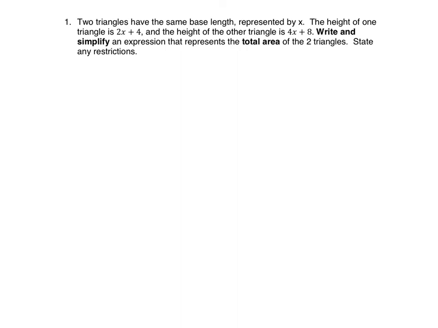In the next question, we have two triangles with the same base x. The height of one is 2x plus 4, and the height of the other is 4x plus 8. You're supposed to write and simplify an expression that represents the total area of the two triangles. We know that the area is given by base times height divided by 2, so the total area is the sum of the areas. So A is x times 2x plus 4 divided by 2 plus x times 4x plus 8 divided by 2.